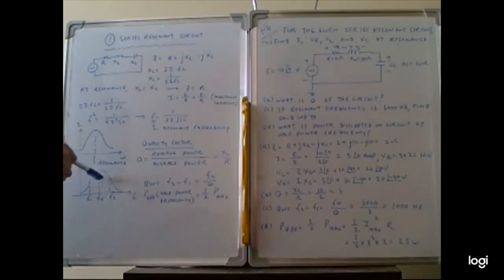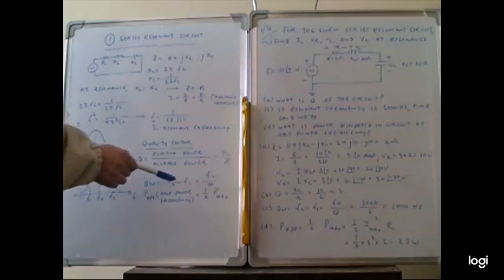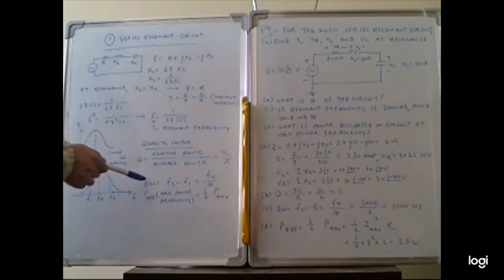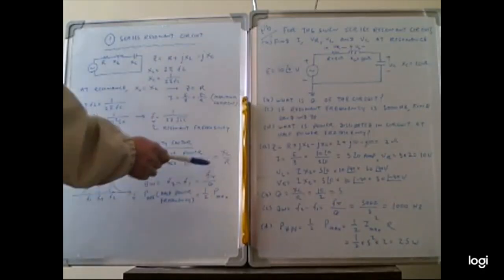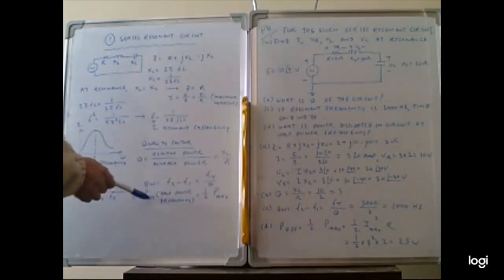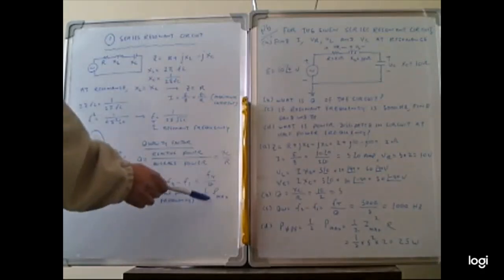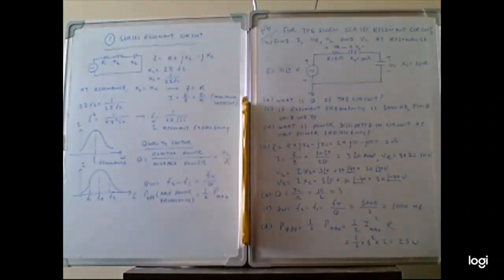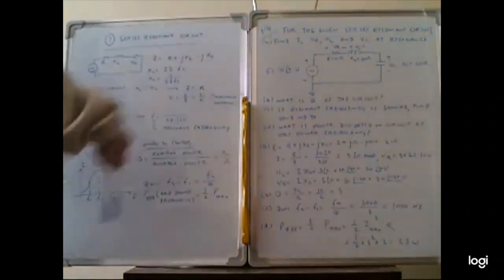This is for the half power points, so that we can draw the graph with f1 and f2. The difference between f1 and f2 is the bandwidth. Bandwidth can be calculated: f2 minus f1 equals f_r by Q. So these points are the half power points, f1 and f2. At the half power points, the power is equal to half of the maximum power. This is for the resonance circuits.